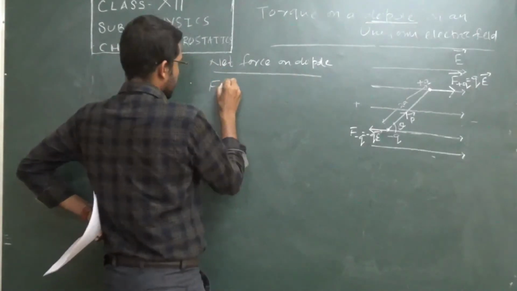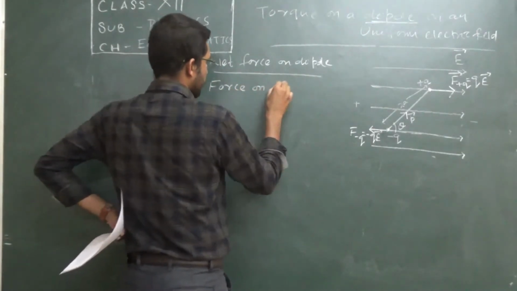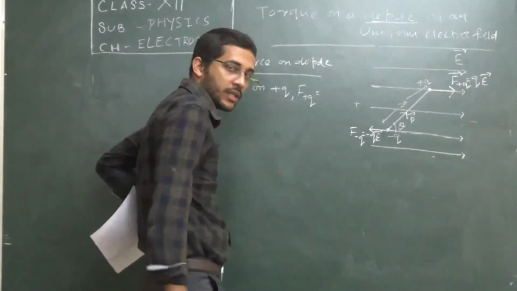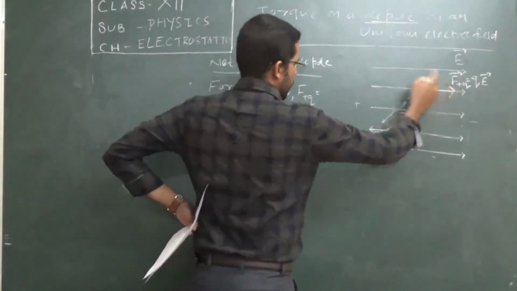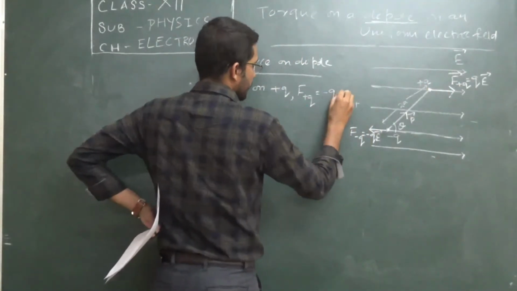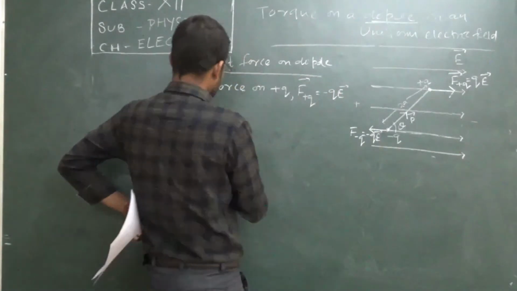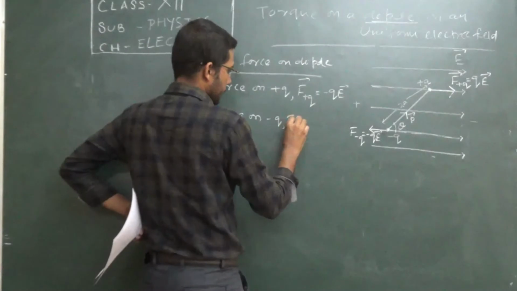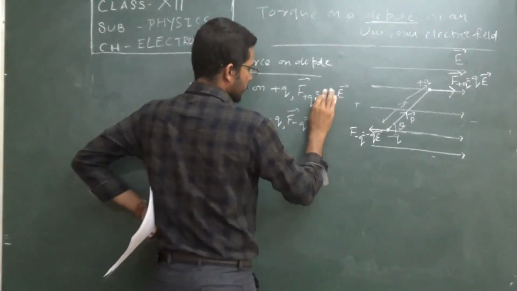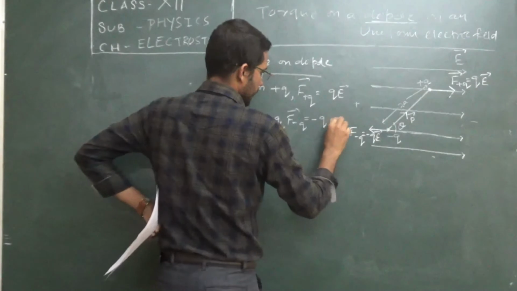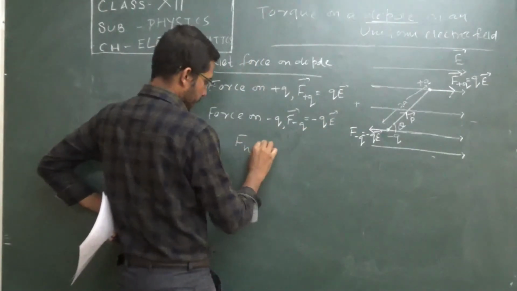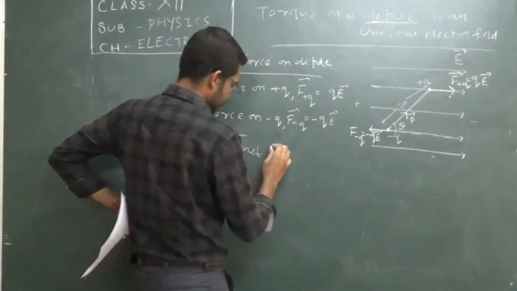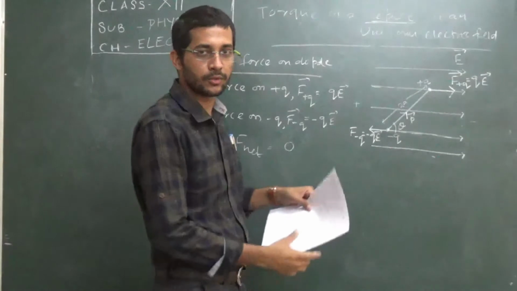So two forces are there: force on plus Q, let us write it as plus F, which is plus QE. Force on minus Q is minus QE. Obviously, as you get two equal and opposite forces acting along the same body, the total net force is found to be 0.